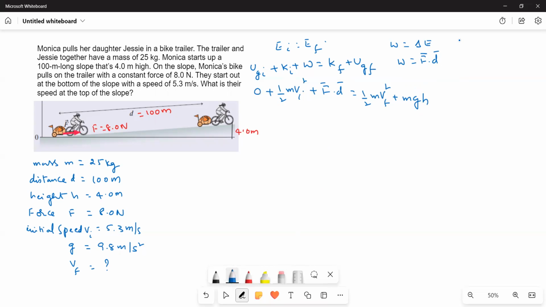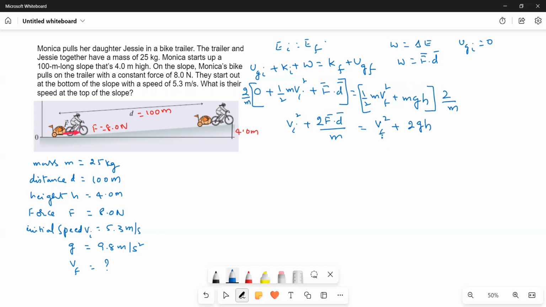Ugi is equal to 0. Now, the entire thing is clear. So I multiply both sides by 2, and then I divide both sides by m. Then what happens here? Vi square plus 2 F d by m is equal to Vf square plus 2 g h. Now I have to find out Vf square.